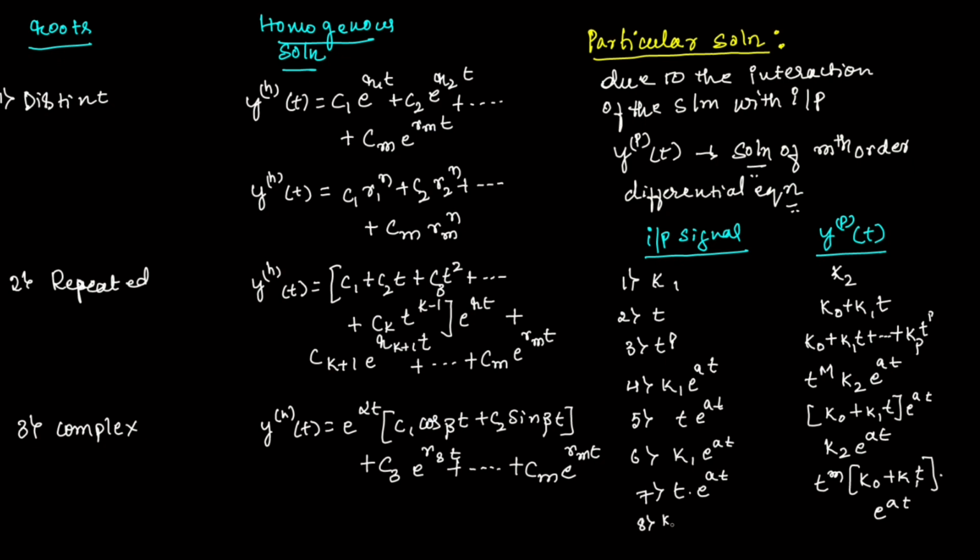If the input is k0 sin omega naught t and k0 cos omega naught t, then yp of t will be k1 cos omega naught t plus k2 sin omega naught t. So remember these particular solutions so that it is helpful for us to solve the problems.